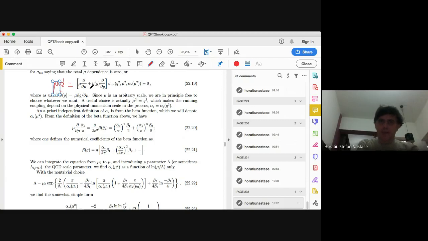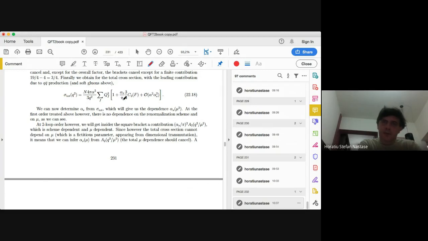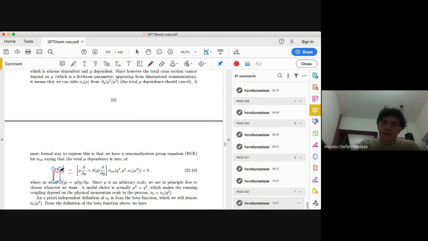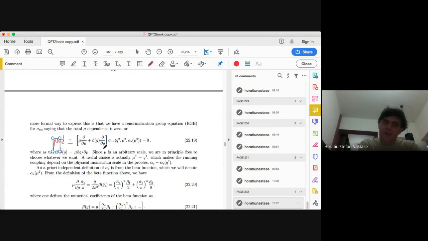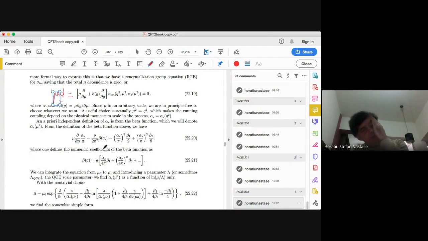We calculate this result to whatever order we want, and then note that sigma total should not depend on mu through this equation, and from it we can plot the dependence of alpha strong on the scale mu.